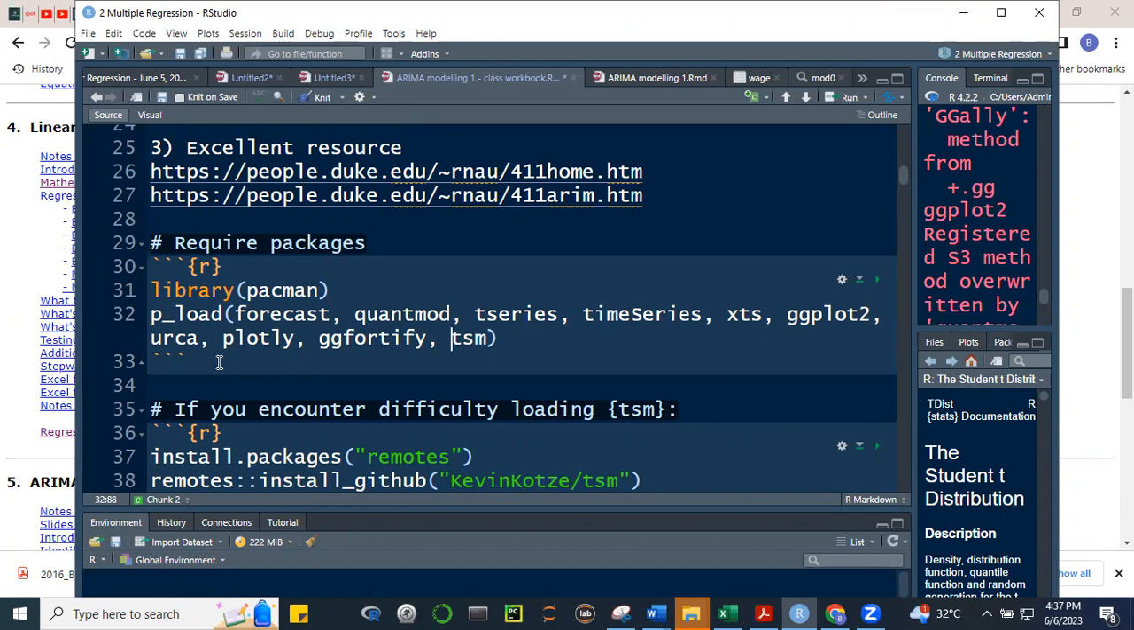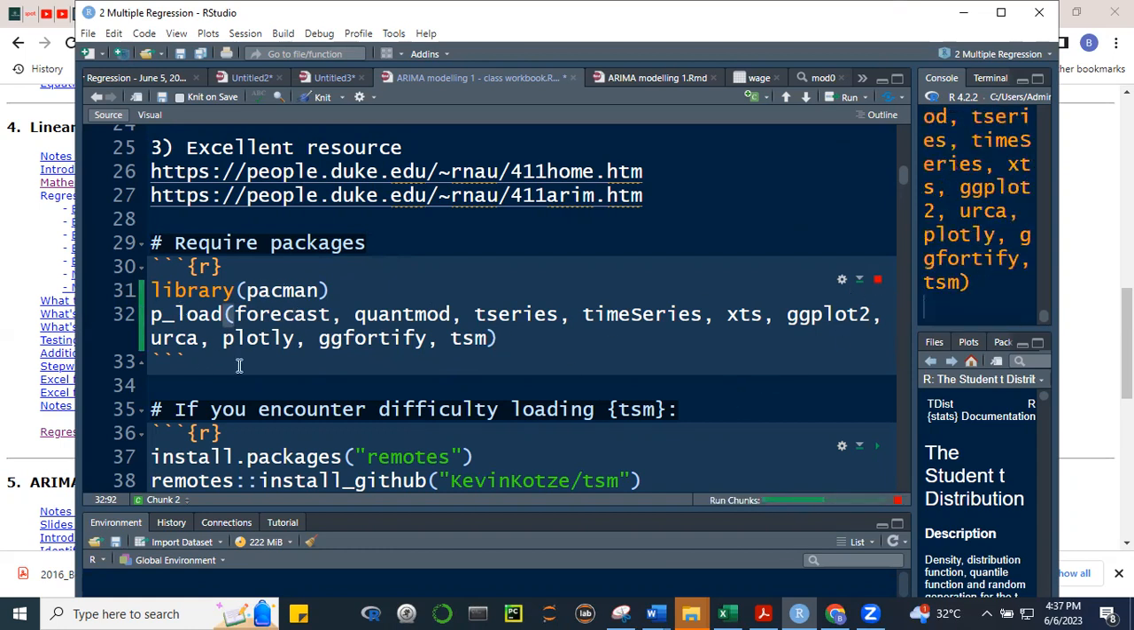Where we will model the GARCH process. Plotly is used to plot your data; it's interactive. TSM is also very powerful. We'll use it in time series modeling. So kindly run this, please.